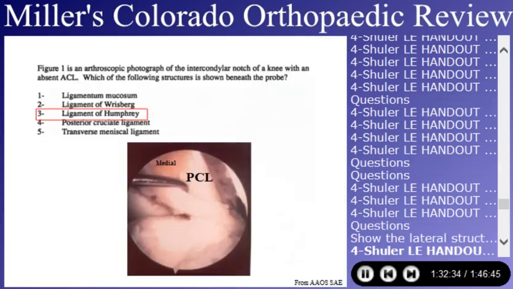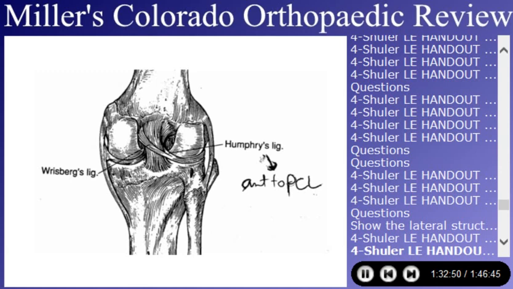Arthroscopic photograph, intercondylar notch in knee, absent ACL, so you're looking directly on the PCL. Which of the following structures is beneath the probe? What lies directly anterior to your PCL? Ligament of Wrisberg or Humphrey? Humphrey. It's real easy to know it. Just go anterior to posterior alphabetical order. H is before W. Right there. Humphrey's ligament, anterior, posterior, Wrisberg's.